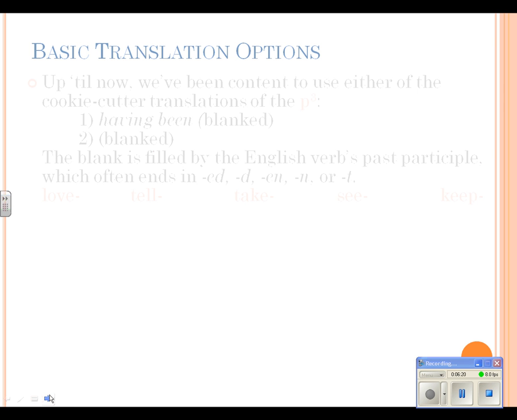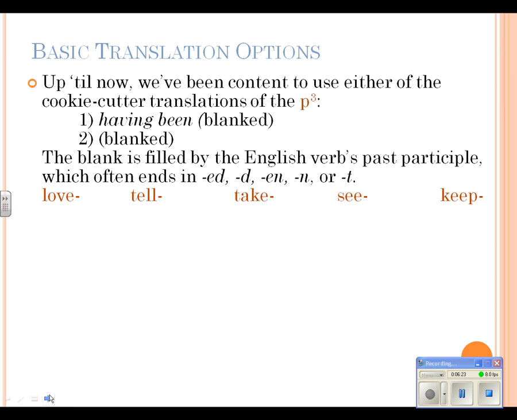Basic translation options. Now this is all old news, but I'm going to linger over this old news just to make sure that you guys have that baseline comfort level with past participles in English. Up till now, with the exception of a little pushing from me when we were doing some in-class translation, when you guys have seen a P cubed used as an adjective in a sentence, your two options have been the cookie cutter translation having been blanked, or just plain old blanked. And the blank is filled by the English verb's past participle.